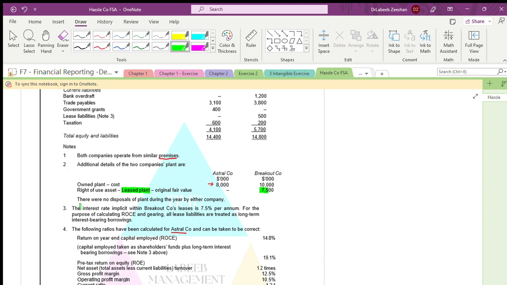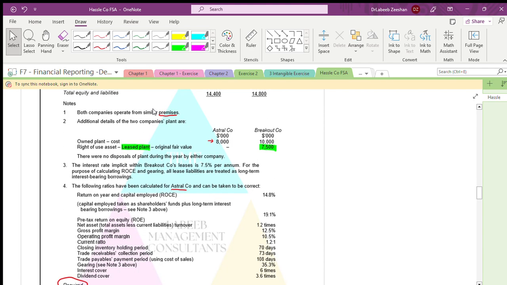This lease is only applicable for breakout. There are no disposals of plant. The interest rate implicit within the breakout is 7.5% per annum. For lease, how much are they paying? 7.5%. For the purpose of calculating the ratios, all lease liabilities are treated as long-term interest-bearing borrowings.